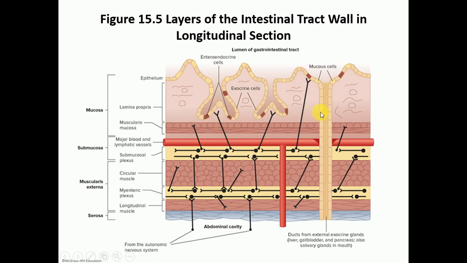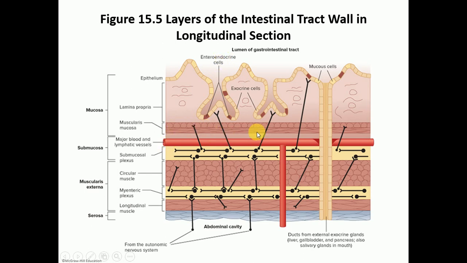So we'll talk about the mucosal layer first, and that's where we have the columnar epithelium with different cells that secrete different things. So you have some mucus cells that make mucus. You also have these exocrine cells that make digestive enzymes, and we have the enteroendocrine cells, and those are responsible for making different hormones. An endocrine cell is going to make a hormone, and because it's found in the intestine, we name it an enteroendocrine cell.